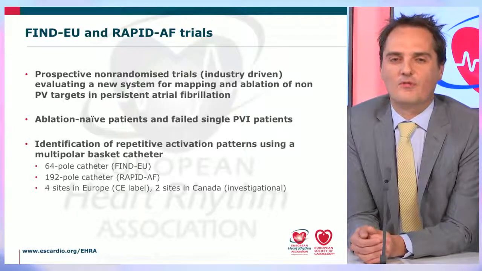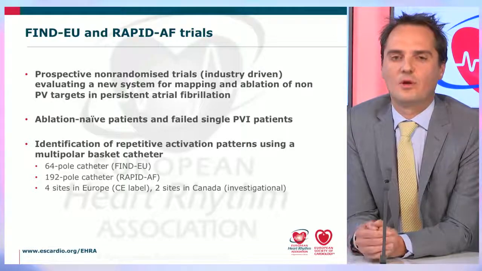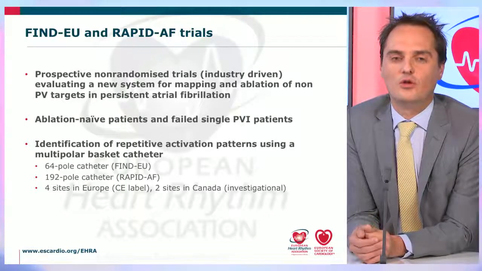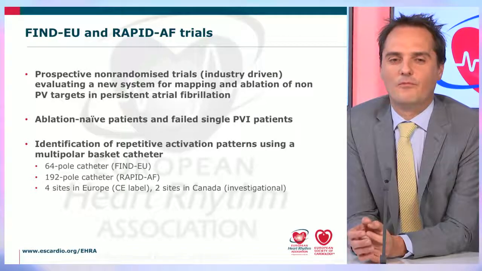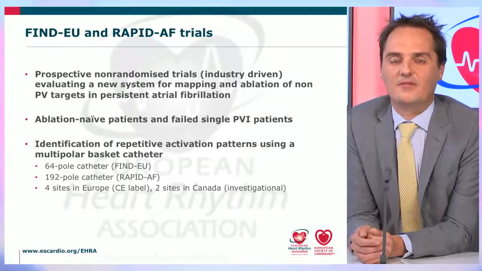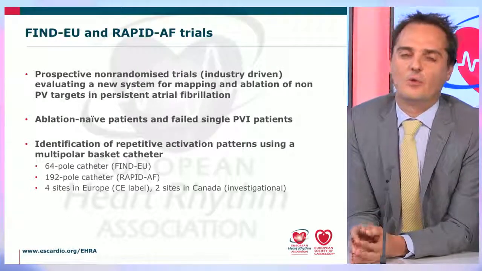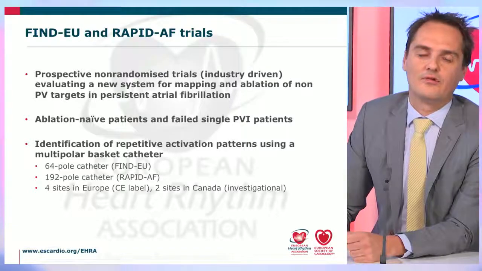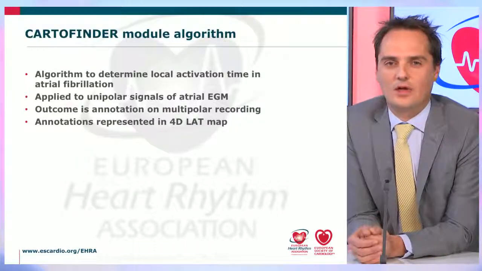And from a technological perspective, what we've done in these trials is to try and identify repetitive activation patterns, regions of interest, whether it is a rotational pattern or a focal source, using a multipolar basket catheter, initially the commercially available 64-pole Constellation catheter in the FIND-EU trial, and then later, due to deficiencies we observed and were faced with due to the design of this catheter, a dedicated specific investigational catheter was developed, a 192-pole catheter that has CE label in Europe now, that is used in the Rapid AF trial. The Rapid AF trial is ongoing in 4 sites in Europe, 2 sites in Canada, 1 site in the UK, opening soon.